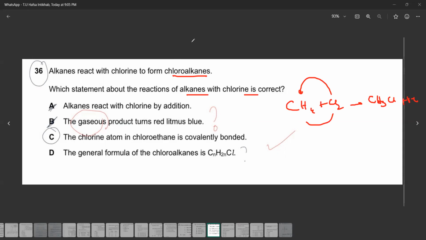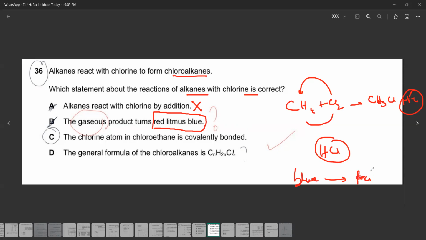First, alkenes react with chlorine by addition. No, this is not an addition reaction. This is a substitution reaction. The gaseous product turned red litmus blue. No, it will be the opposite. It will turn blue litmus red. Why? Because the gaseous product is HCl. Because it is acidic, blue litmus will turn red. So the gaseous product will not turn red litmus blue, it will turn blue litmus red, because that is HCl.